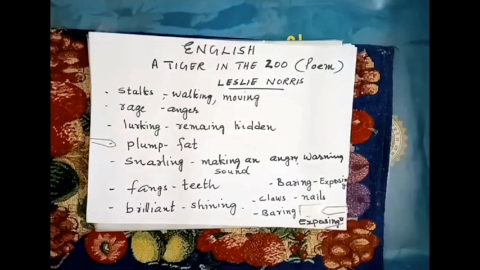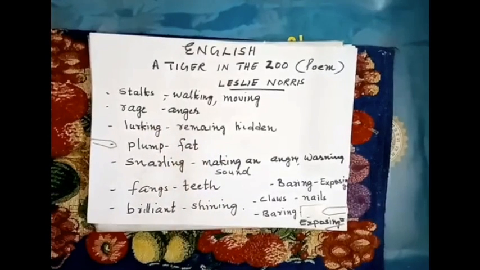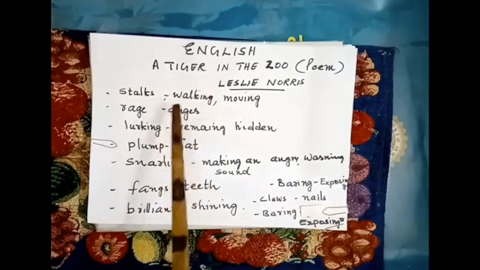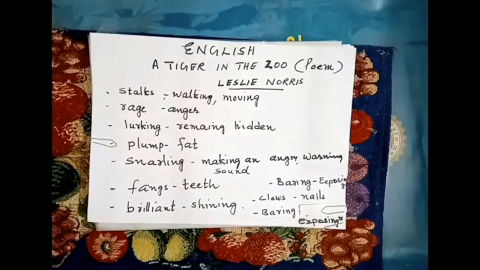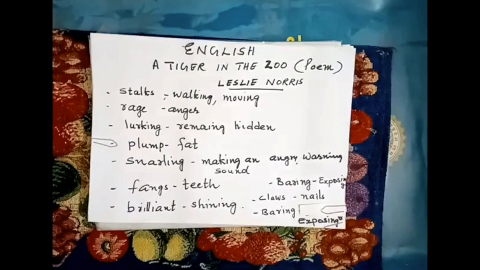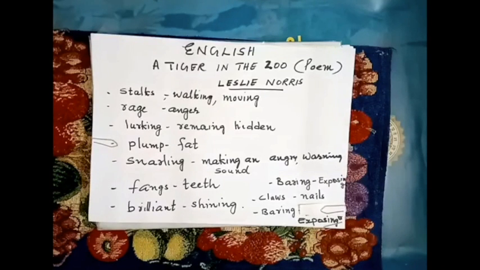In his quiet rage. Now listen, in his quiet rage means anger. And stalks means walking, moving. He stalks in his vivid stripes. You know, it has got stripes on the body. That's what the poet is saying. Okay. And in his quiet rage, he is angry. But there is no point in howling or shouting or roaring. No use. No chance of coming out. It is caged.